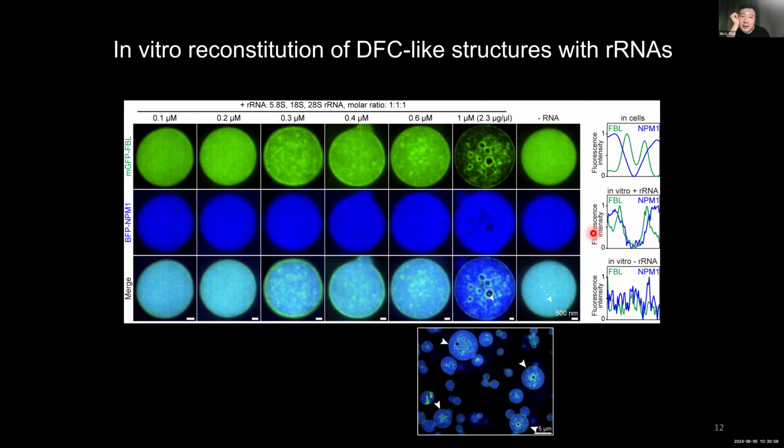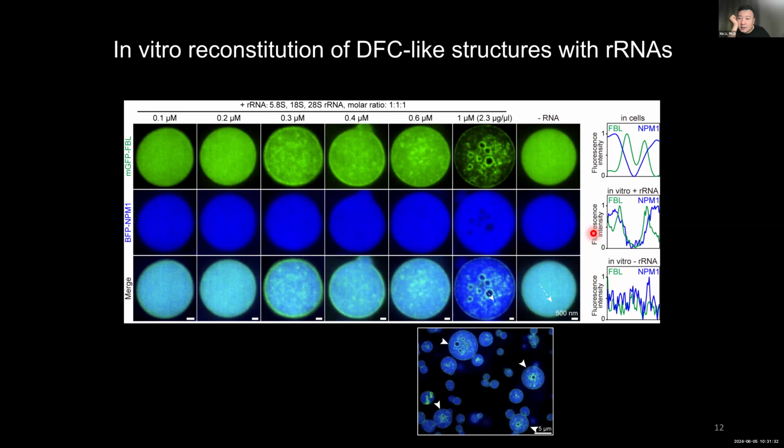Yeah. Oh, actually, the concentration used in our in vitro reconstitution is lower than in cells, because the solubility of 20S becomes not very good when the concentration is very high. So we cannot increase the concentration of ribosome RNA in our in vitro reconstitution. In cells, it's about 5 microgram per microliter based on some publications.